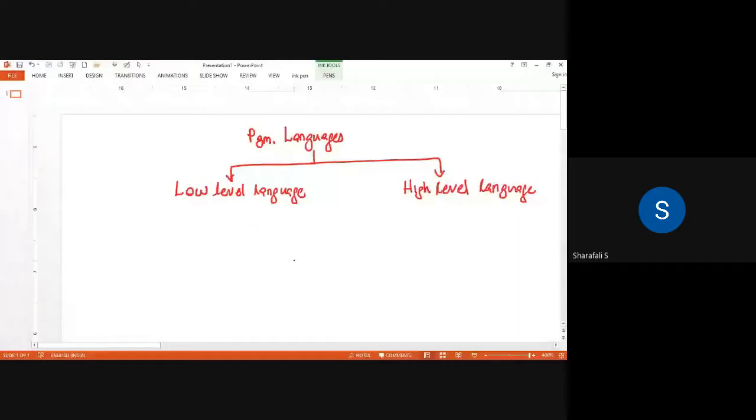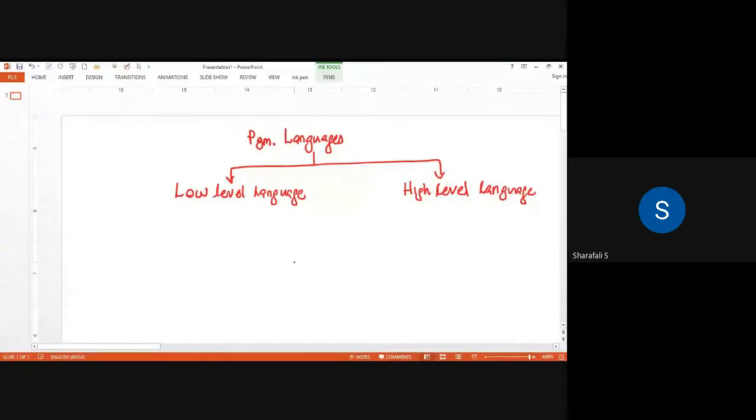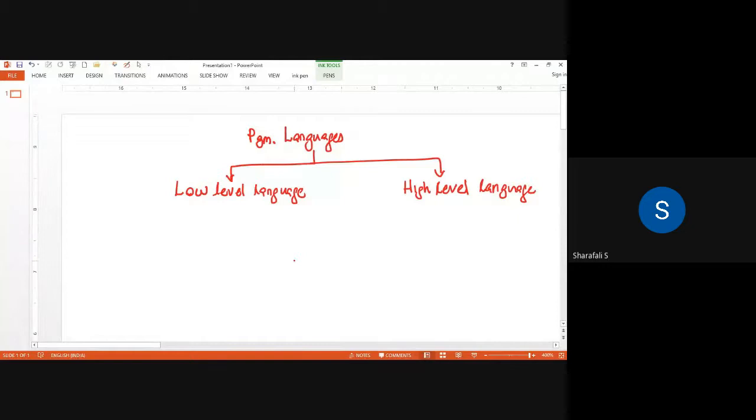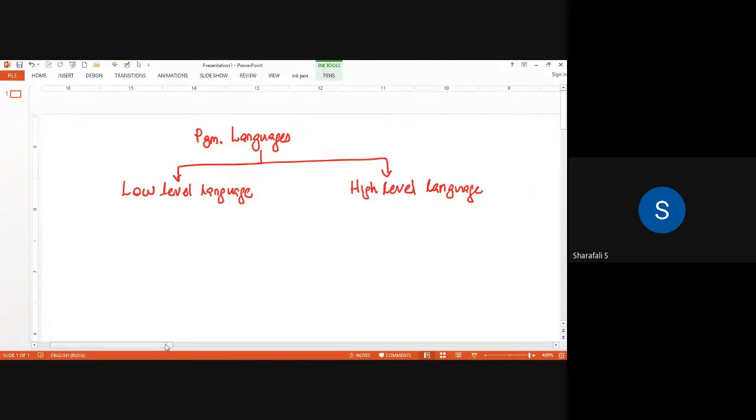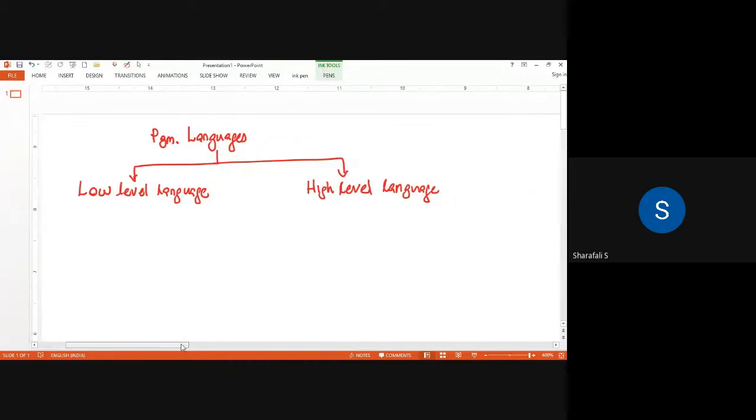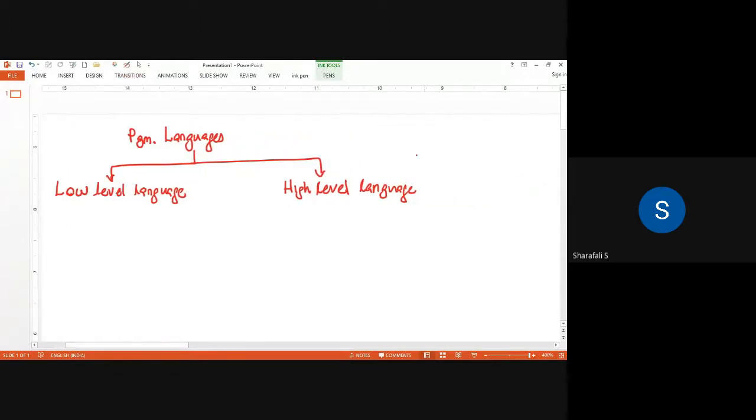So that is the machine language, that is binary code. But understanding binary code is very difficult for human beings. Machines can understand these kinds of binary codes much more easily than any other language. So that is the system language, or we can say computer language.